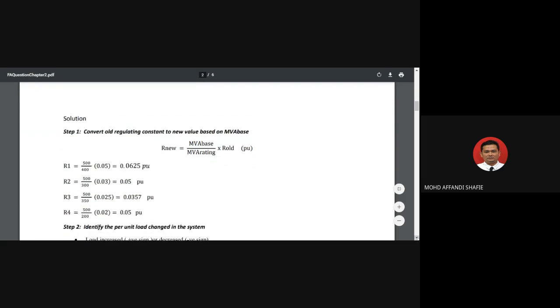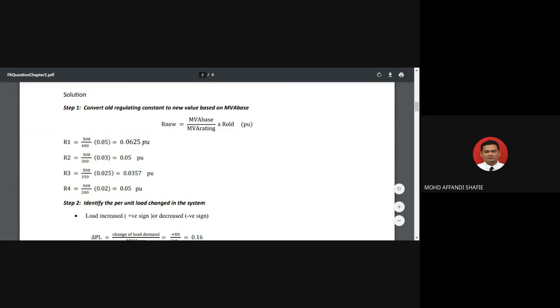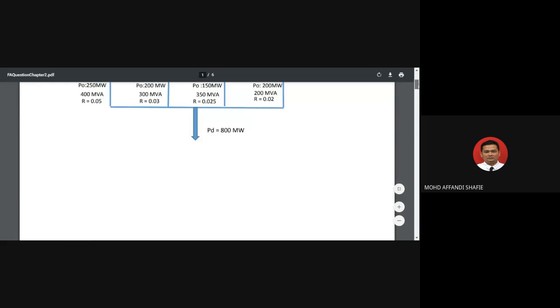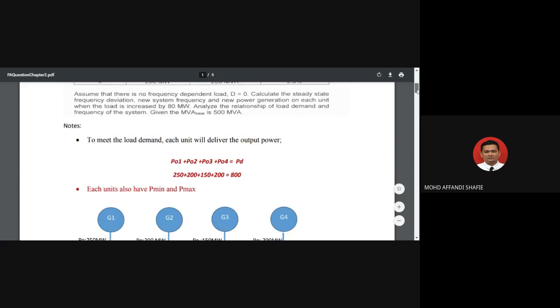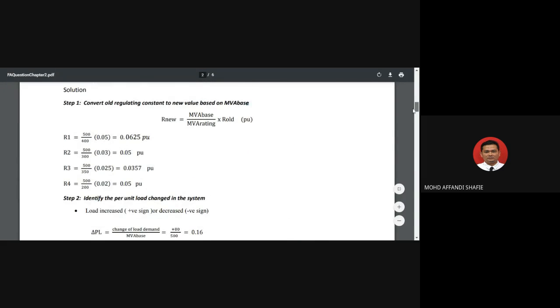Okay. So first, step 1. So you must convert all regulating constant to new value based on MVA base. So you kena convert daripada R old kepada R new. Okay. So sekarang ni yang kat atas ni you punya R old. So you convert to R new. So R1 new, R2 new, R3 new, R4 new.